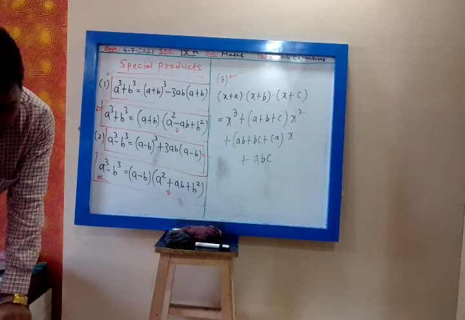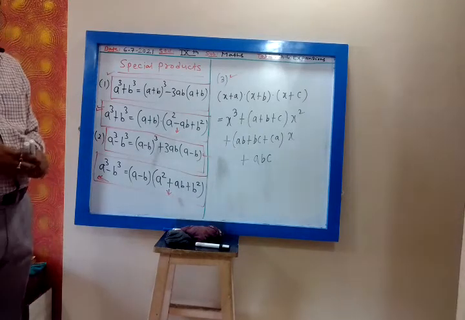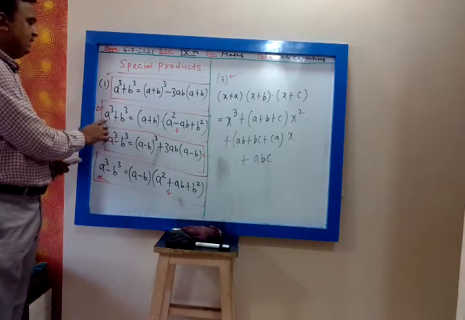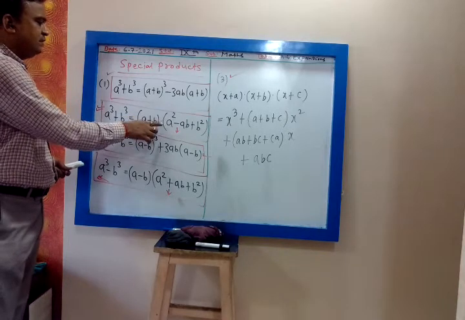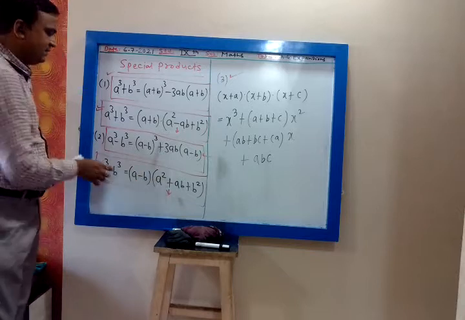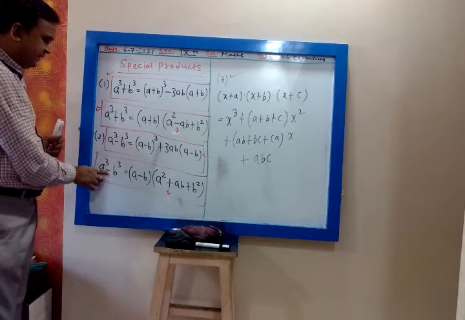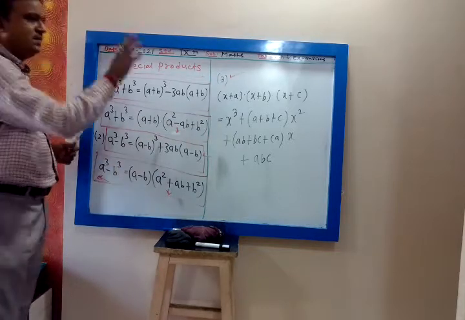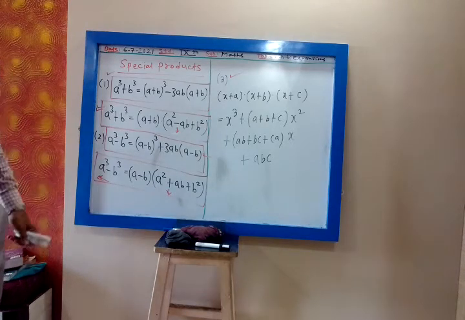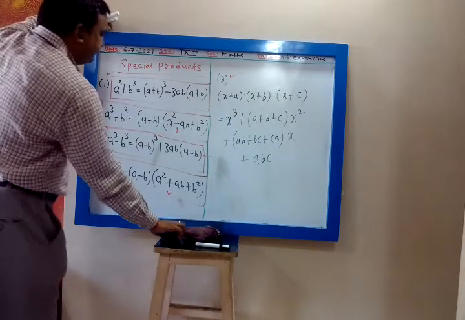So let us solve exercise 4e. So a cube plus b cube is (a plus b) into bracket (a square minus ab plus b square). If it is plus, it is minus, if it is minus, it is plus, the signs you remember, terms remain the same. So now based on this we solve our exercise 4e.